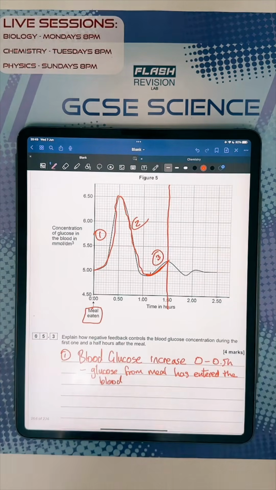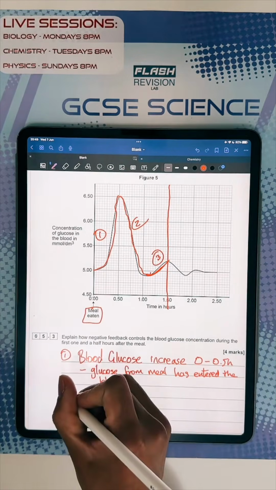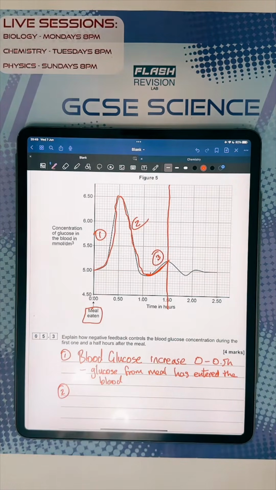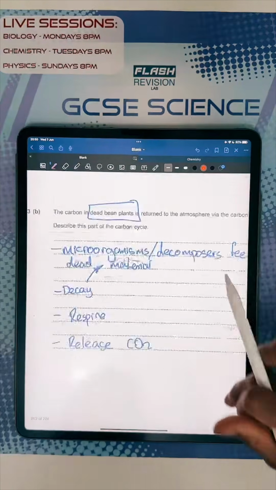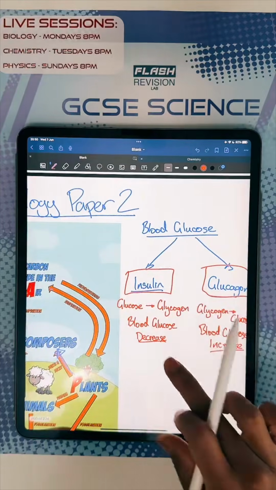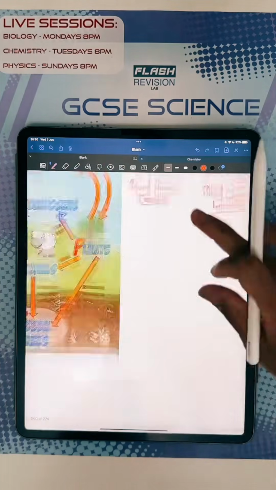Okay, then we've got it going down on number 2. Why is it going down? Would you say carbohydrates? Yeah, the carbohydrates don't enter the blood. It's the glucose. The carbohydrates are in the meal. That gets broken down to glucose and then that gets put into the blood. So yeah, good. At this point, the pancreas detects the high levels and then it releases insulin, because remember, insulin is what causes blood glucose to decrease.